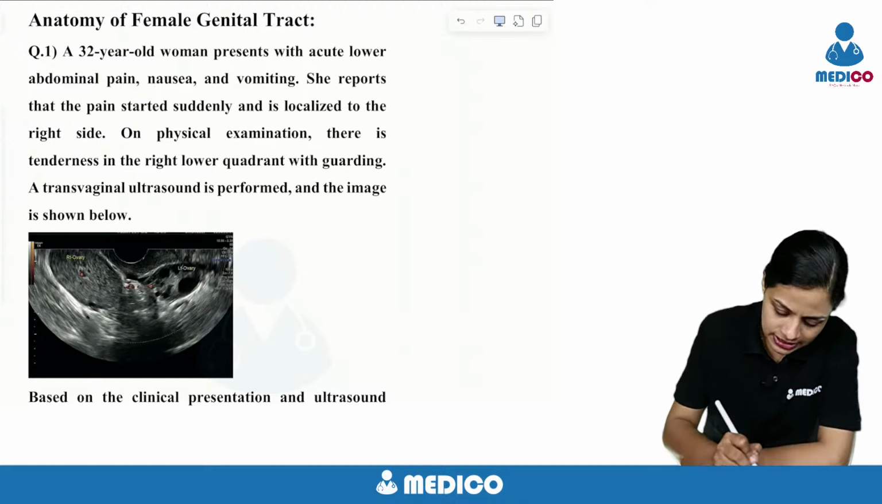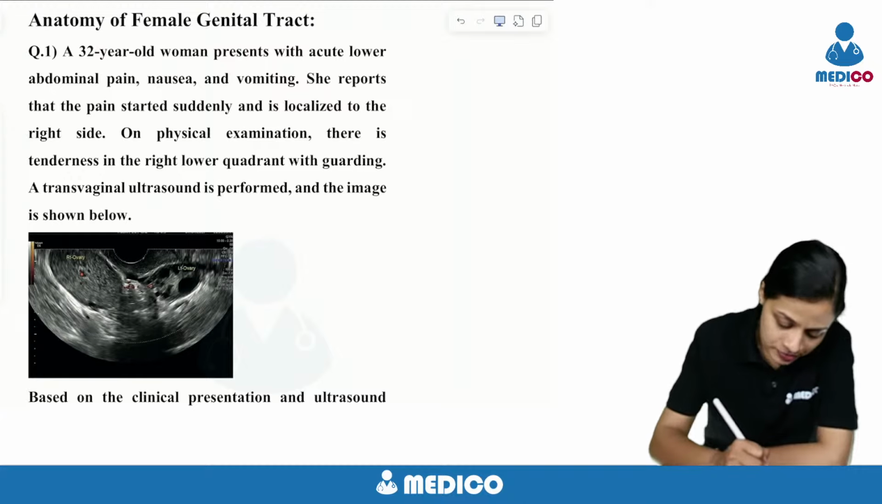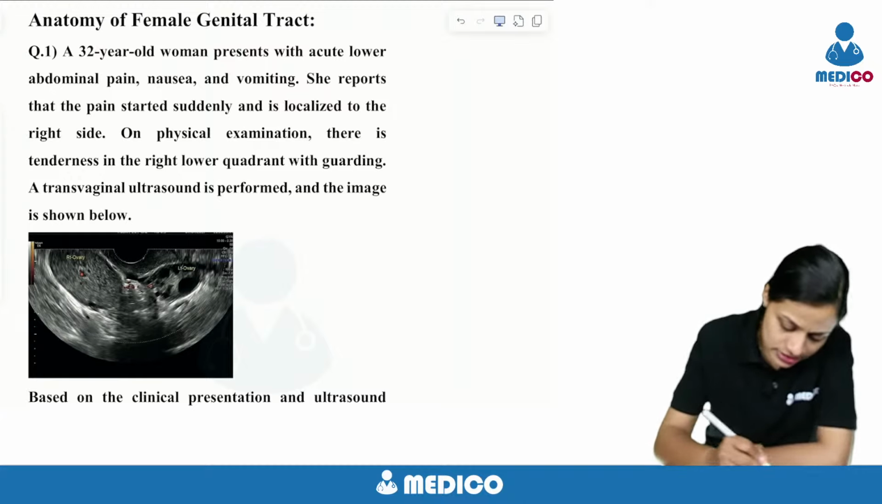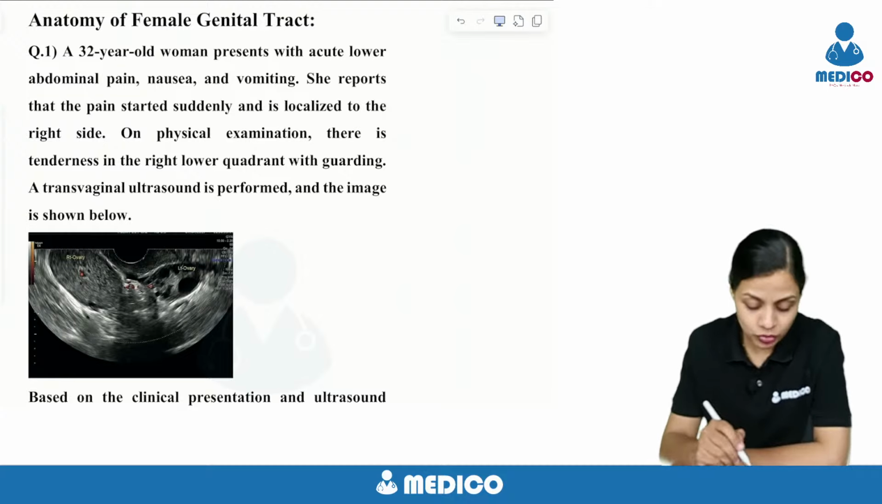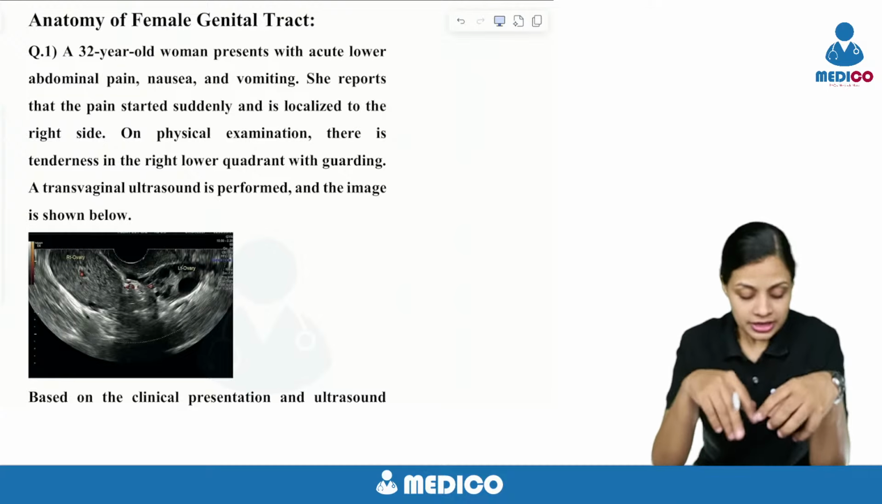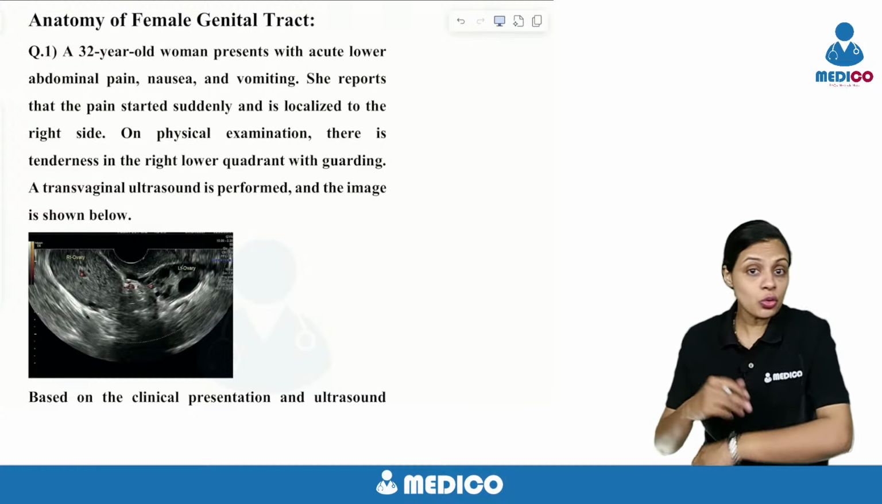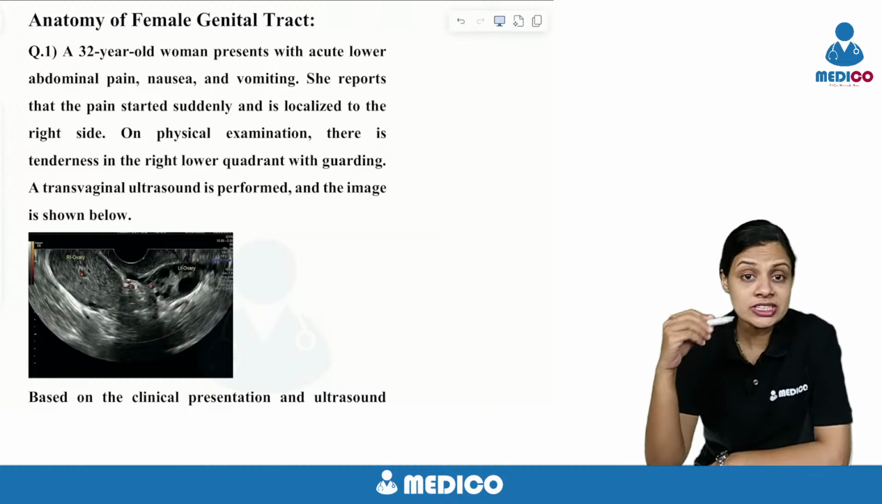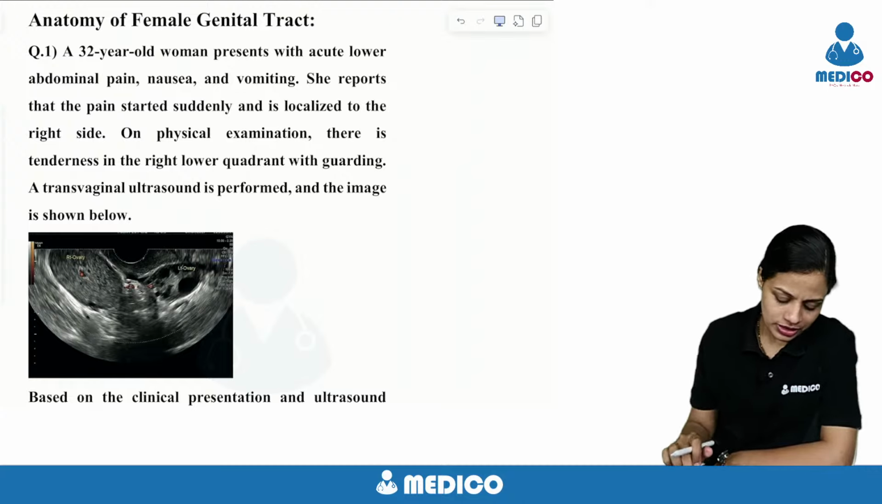What is it that you see here? They have marked the left ovary. This one here is the left ovary, and they've shown the right ovary. See how much enlarged the right ovary is as compared to the left ovary. What we see is that the right ovary has twisted, what is known as an ovarian torsion. Which is the structure on which the ovary twists is what we have to know.